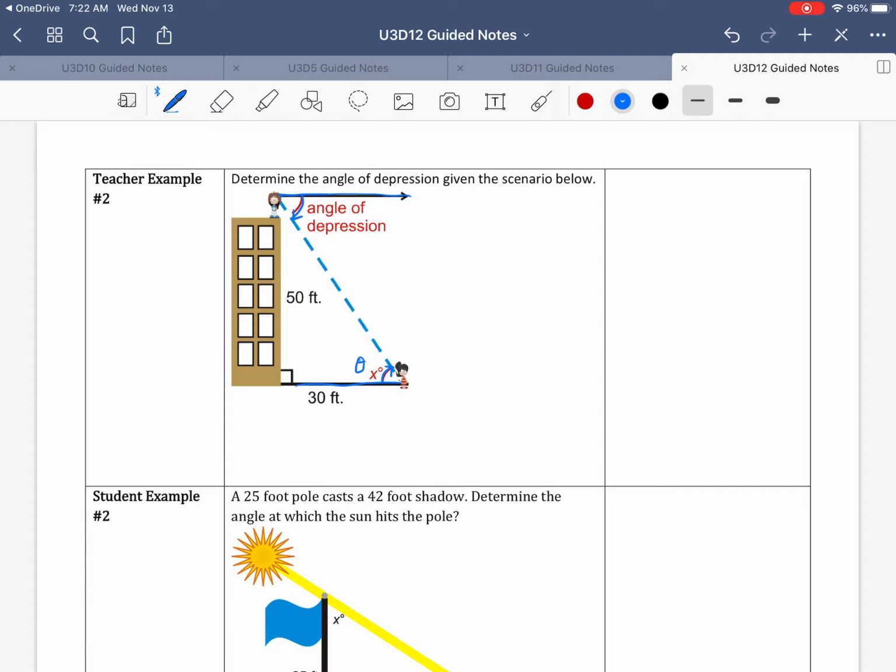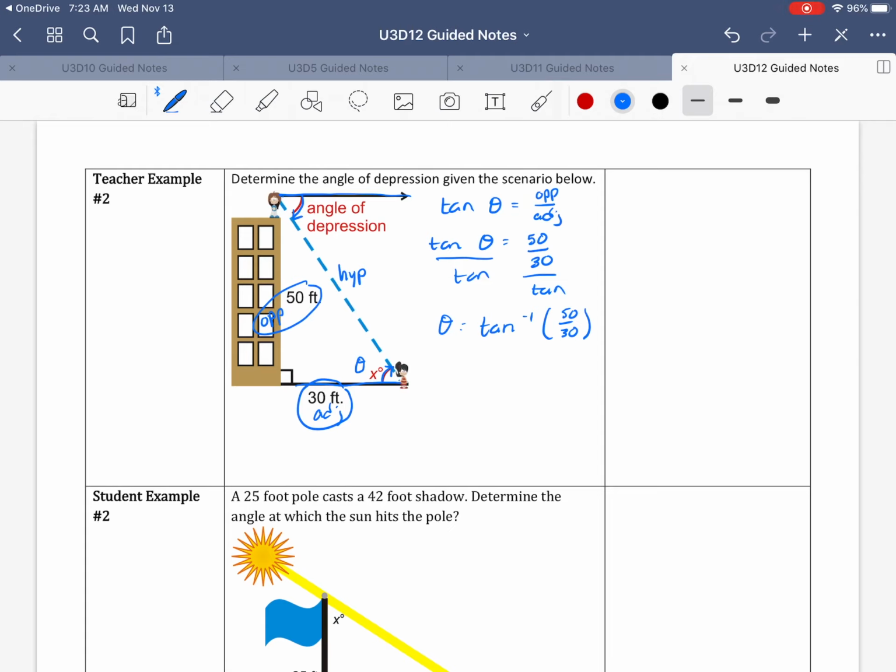So then if I have my theta here, I know that 50 is my opposite, 30 is my adjacent, and then this is my hypotenuse. Again, I'm given information about opposite and adjacent, which is tangent of theta, which is opposite over adjacent. Tangent theta equals 50 over 30. And then we're going through that process, divide by tangent, divide by tangent. Theta equals inverse tangent, 50 over 30.